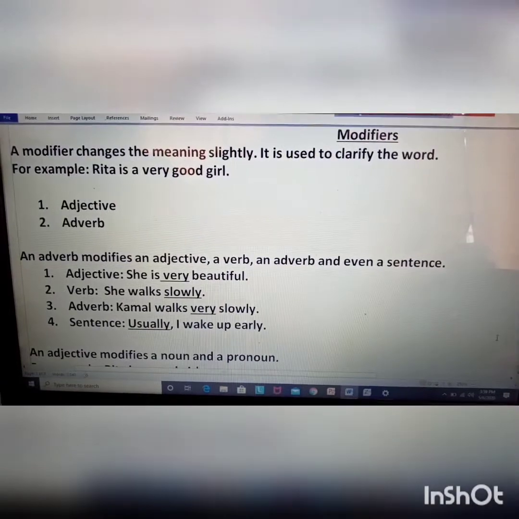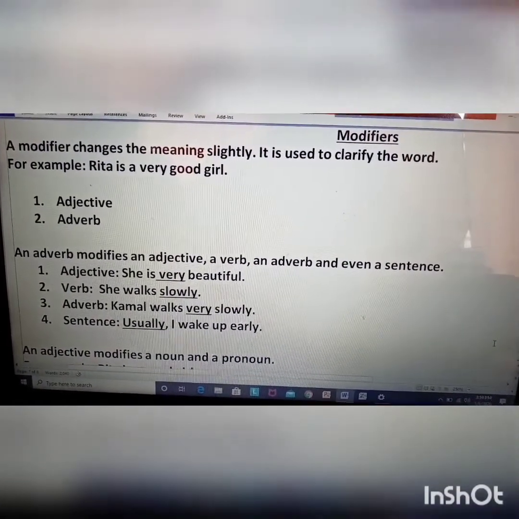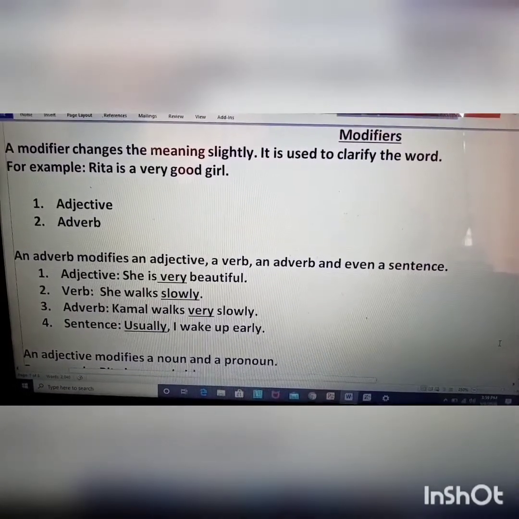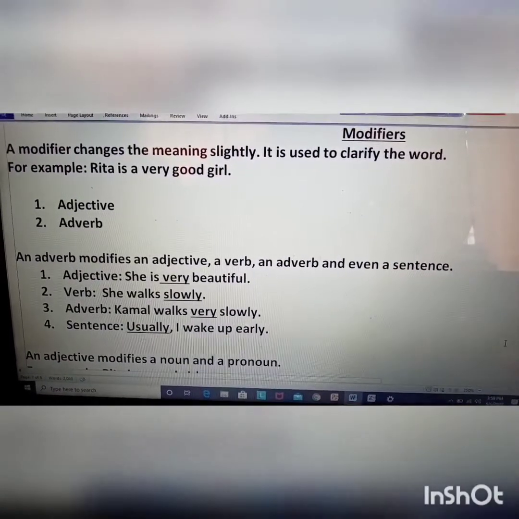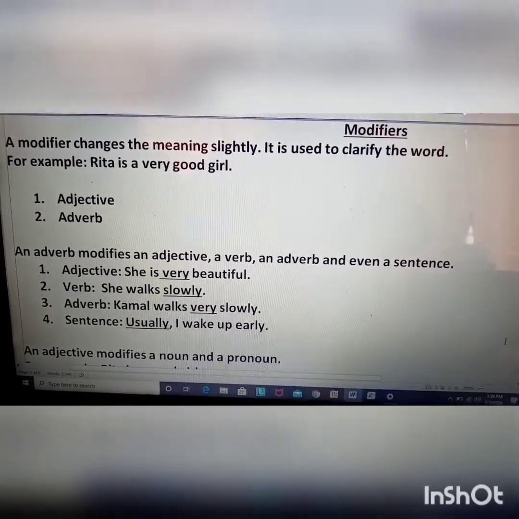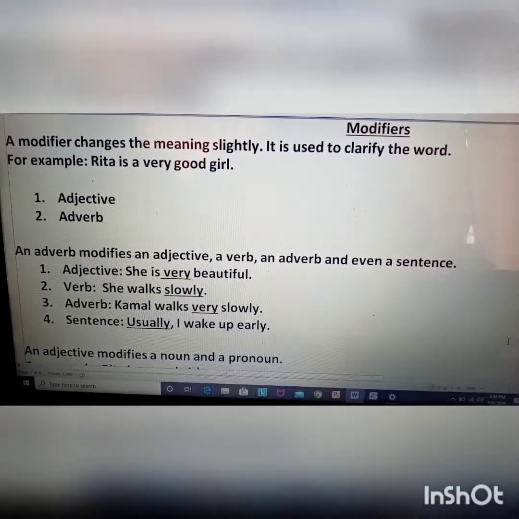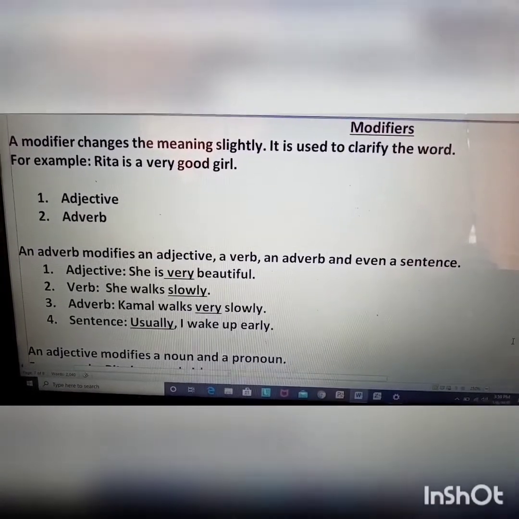Today, I have selected a topic from the syllabus of classes 11 and 12 named Modifier. So, let's talk about Modifier today. Before starting the chapter Modifier, we have to have very clear knowledge about the chapter of parts of speech. If we don't have a clear idea about parts of speech, then we will not be able to understand this chapter Modifier.